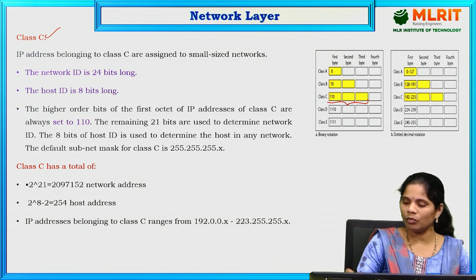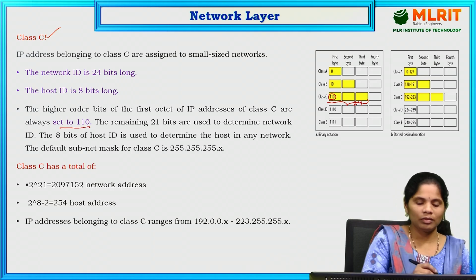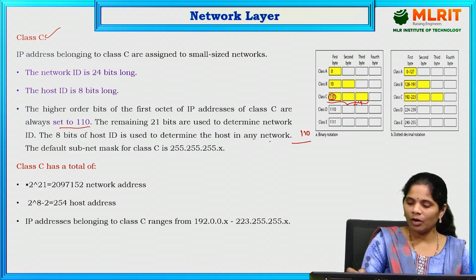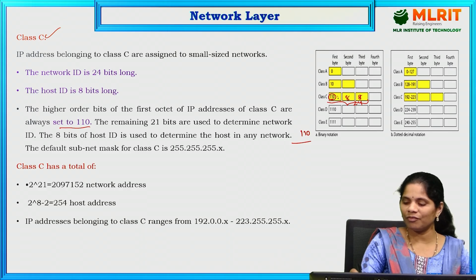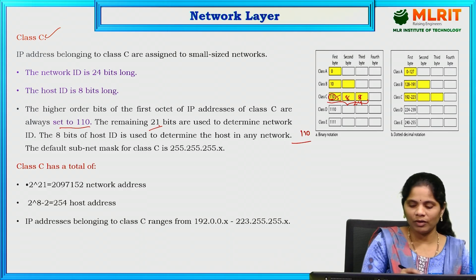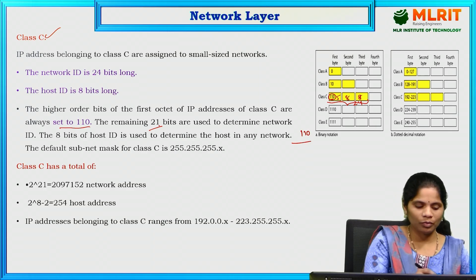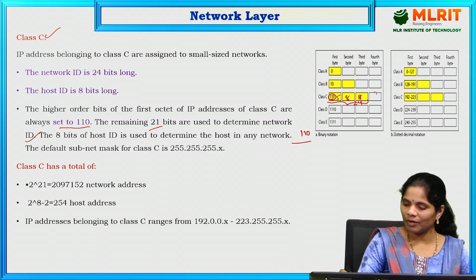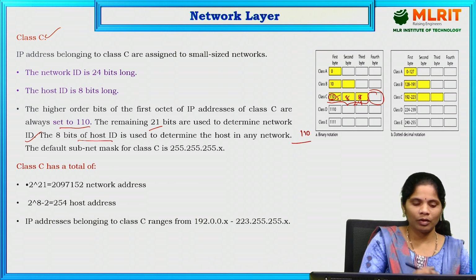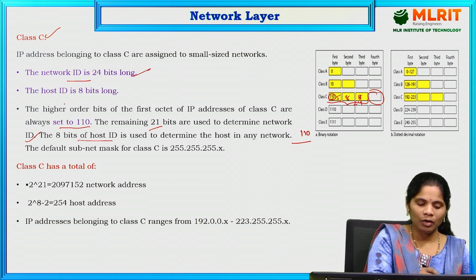Total, how many? Total 24. In that 24, 3 bits are going to be fixed, that is 110 is going to be fixed. Remaining how many are there? Here is 8, here is 16, and here 5 is left. Total is 21 bits. Those are the network ID, and the remaining 8 bits are the host ID. So here 24 bits total network ID, host ID is 8 bits.